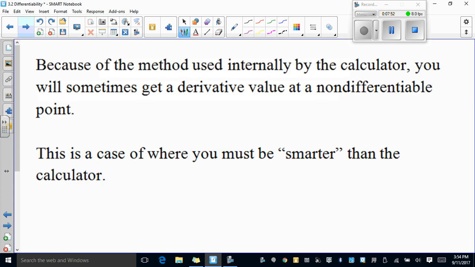Okay, because of this method used internally by the calculator, you will sometimes get a derivative value at a non-differentiable point. This is a case where you must be smarter than the calculator. Remember, the calculator is no smarter than what you put into it. In this case, you need to be able to recognize that I'm going to put it in, but the value I get out is not going to be a good value. So let's look at this one.